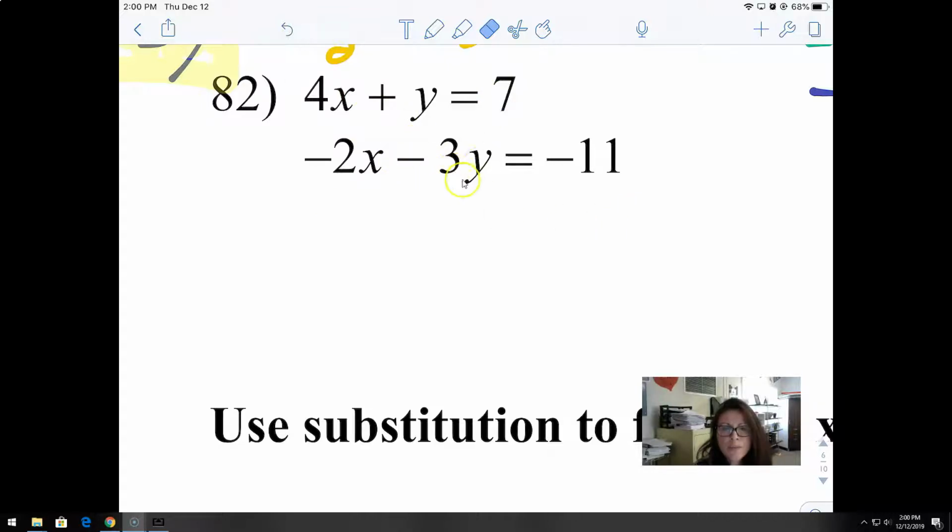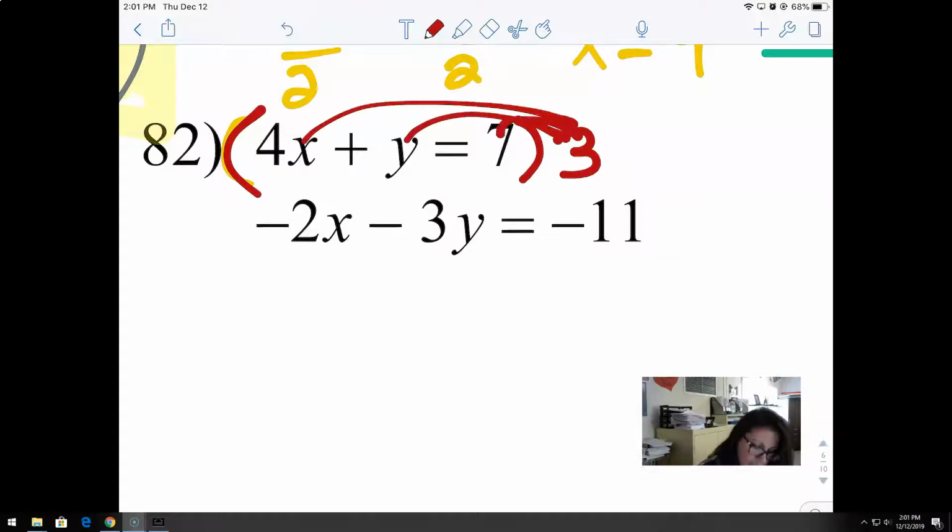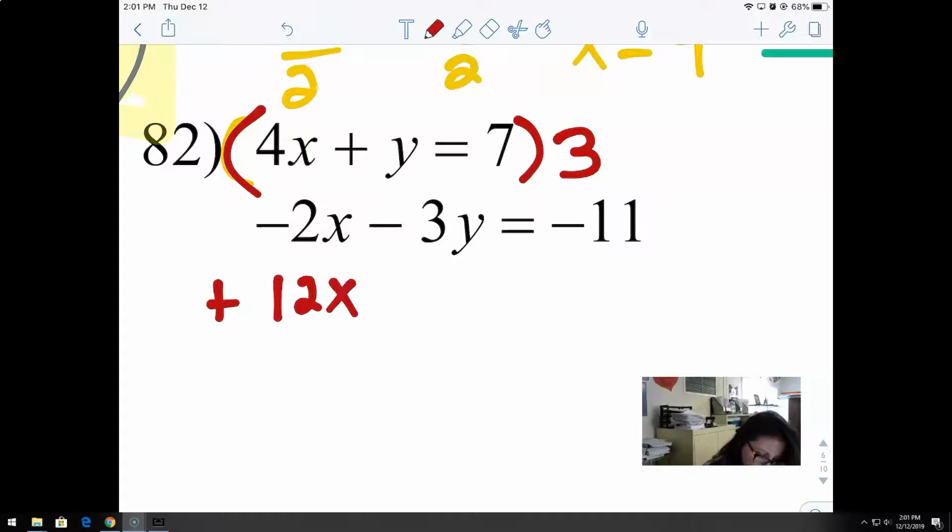So the opposite of a negative 3y would be a positive 3y. So I need to get a 3 up here. In order to do that, I'm going to have to distribute a 3 up top. And then remember, this gets distributed to every term inside the parentheses. So it's a little busy there. So 3 times 4x is a positive 12x. 3 times y is a positive 3y. And then finally, 3 times 7 is 21.